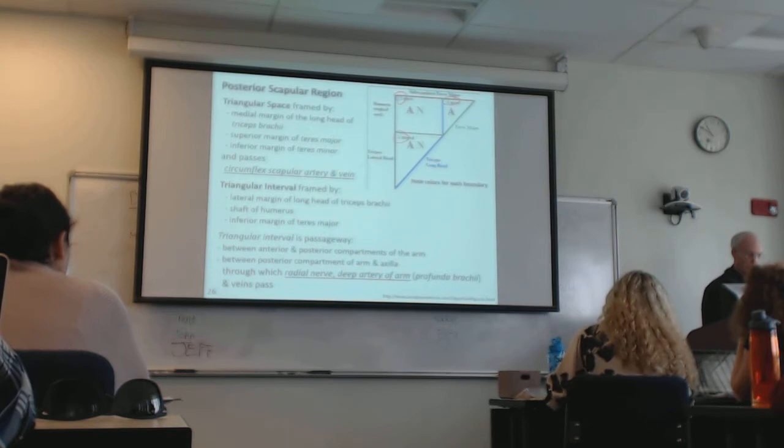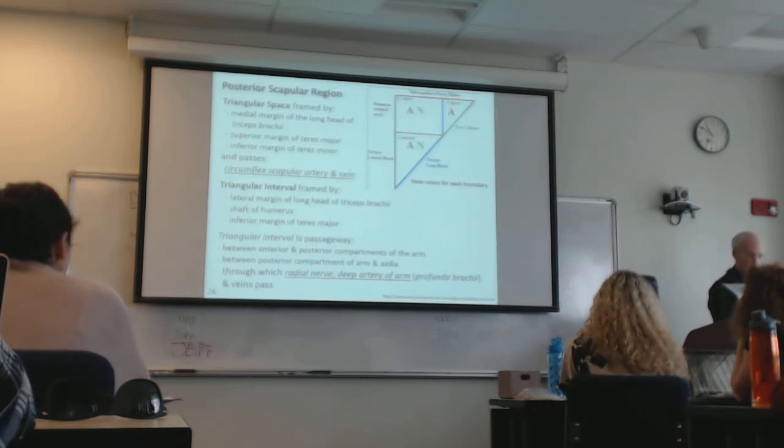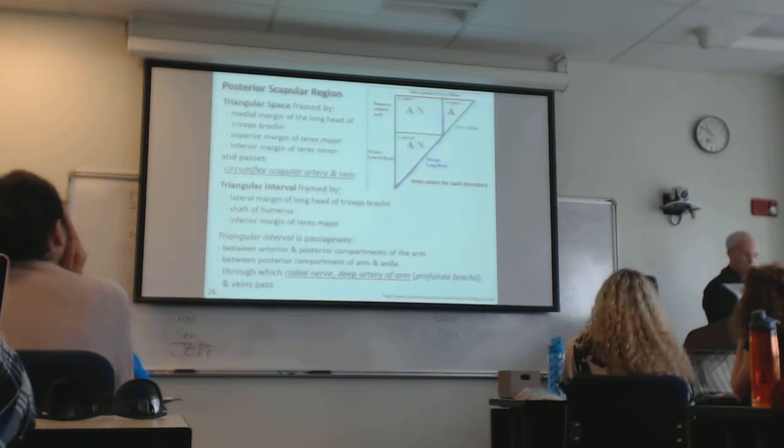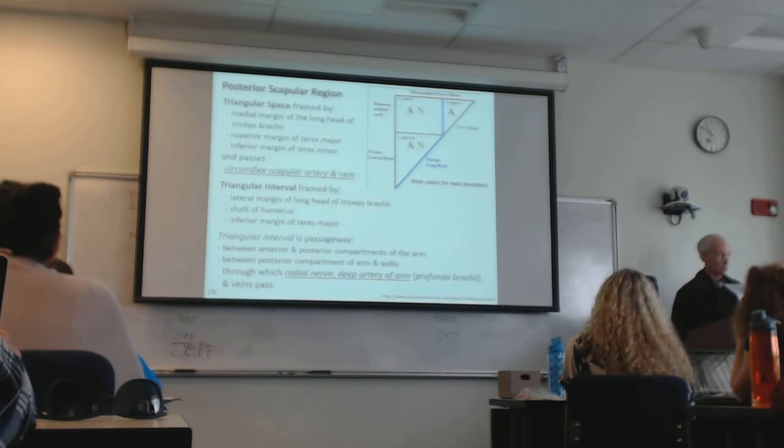And then what they've done in a color-coded sort of way is given you the structure that bounds each. So for example, the blue would be the long head of the triceps. The green would be the teres major, and so on. If that helps you, good; if it doesn't, you can forget it.